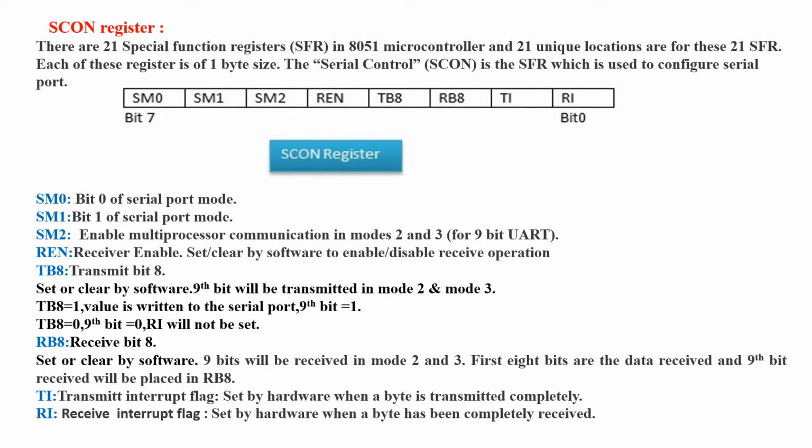TI is called the transmit interrupt flag. It is set by hardware only, and when the byte is transmitted completely, at that time it will be set. RI is called the receive interrupt flag. Again it is set by hardware when a byte has been completely received. Now this SCON register is used in serial communication program.